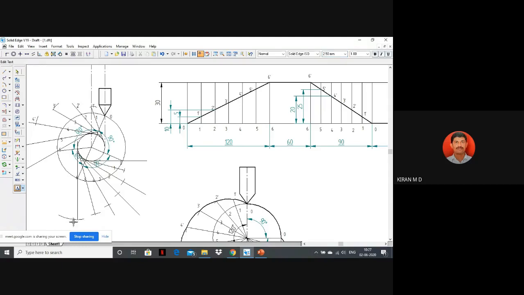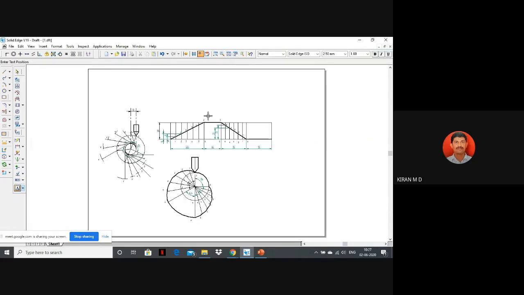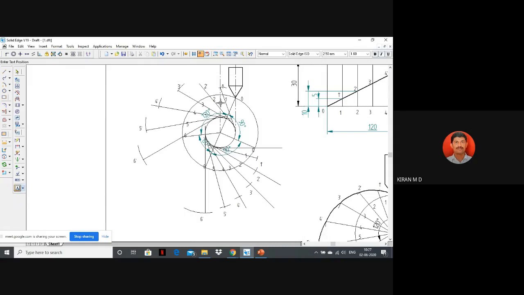So this is 6 dash, 5 dash, 4 dash, 3 dash, 2 dash, 1 dash, 0. Okay, na? So now you draw the smooth curve. Okay, manually in freehand sketch, you draw the smooth curve.